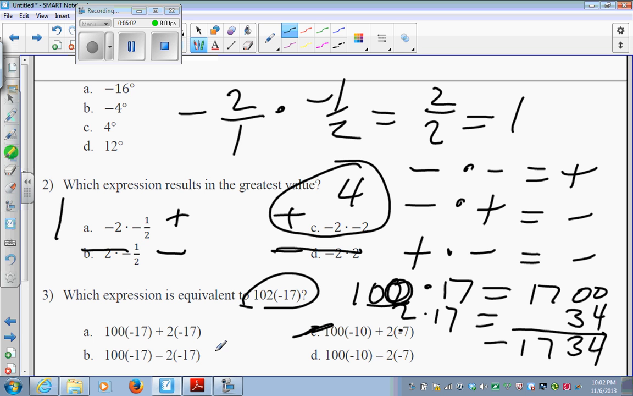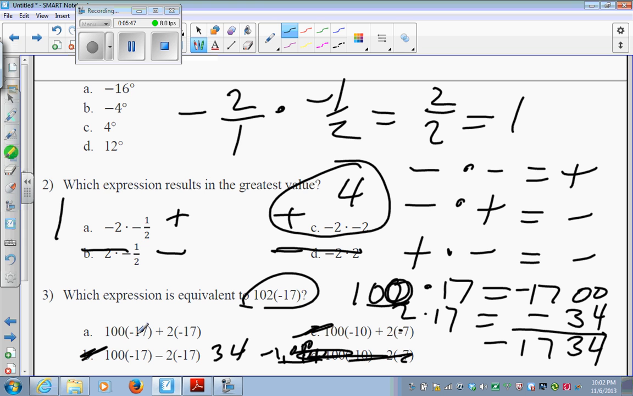100 times 17 is 1700, and it's a negative 1700 because this is a positive times a negative. But look at this right here. This almost looks like what we just did with the 2 times 17, but instead this does a negative 2 times a negative 17. So that's actually going to be a positive 34, not a negative 34, which is what we've got here when we put together this negative and this negative. So this one is not the right one. 100 times a negative 10 is a negative 1,000. Negative 2 times a negative 7 is a positive 14. So when this negative 1,000 and positive 14 get together, it's not going to give us 1734.